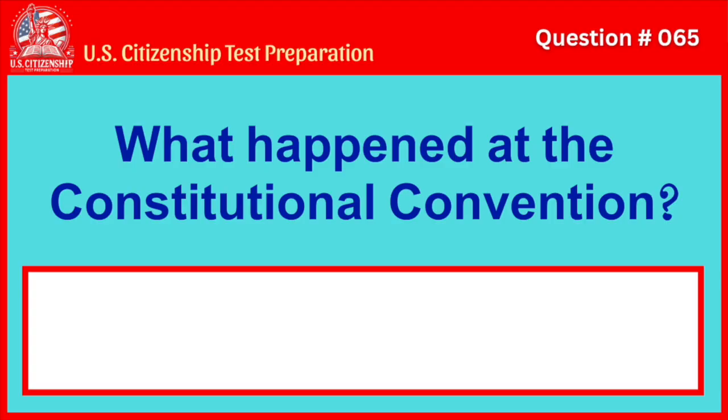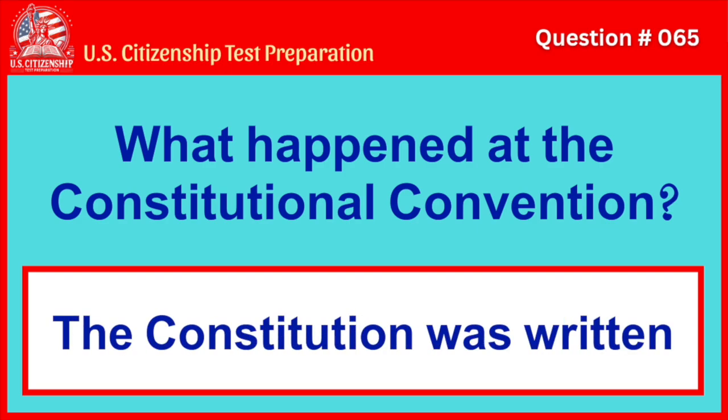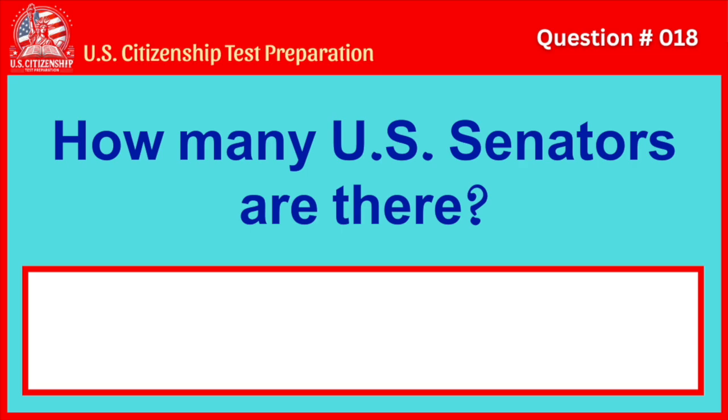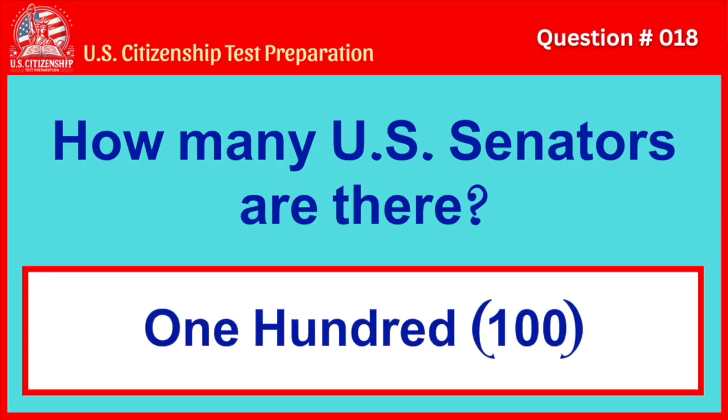What happened at the Constitutional Convention? The Constitution was written. How many U.S. senators are there? 100.